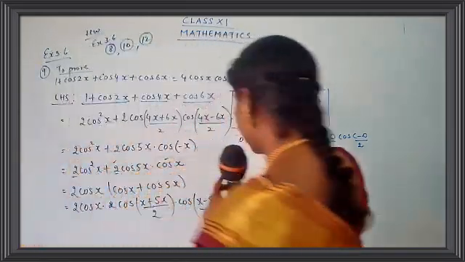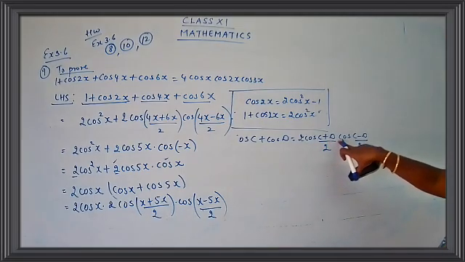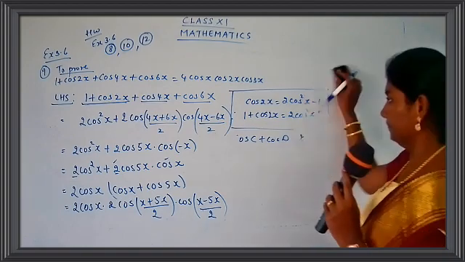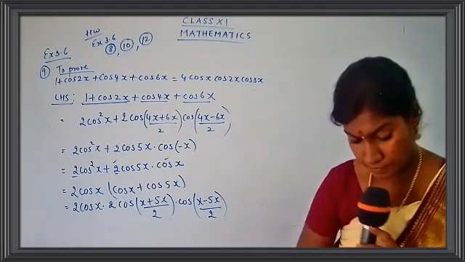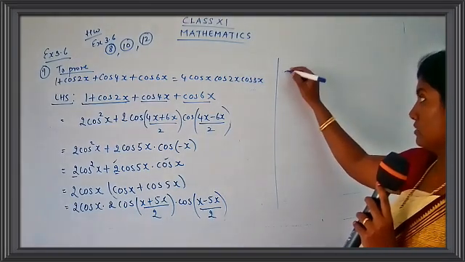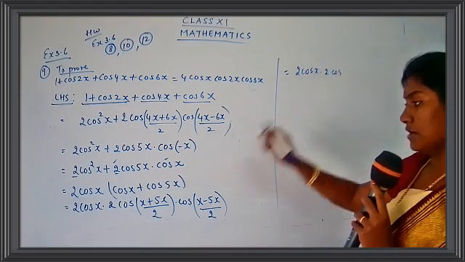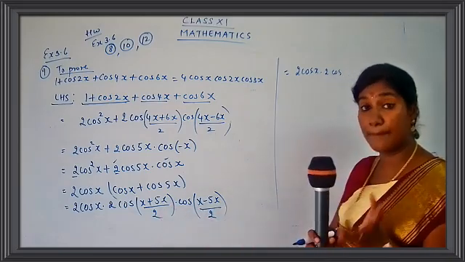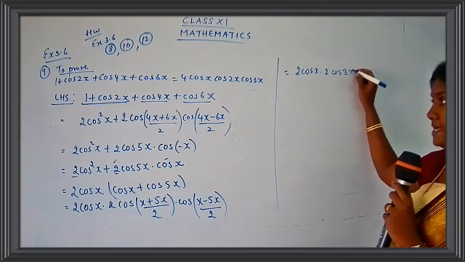Shall I rub this part? Have you taken on the formula, children? So 2 cos (x plus 5x) by 2 cos (x minus 5x) by 2. Okay. This is equal to 2 cos x, 2 cos (x plus 5x), that is 6x by 2, 6 upon 2, 3. So I get here 3x.